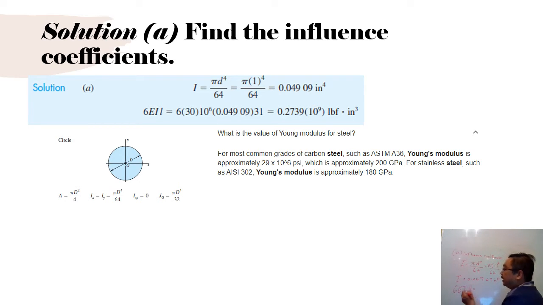E is the Young's modulus of steel, which is 30 times 10 to the power of 6 PSI. You can get around 29 to 30 from the textbook. Also from Google you can get the Young's modulus of stainless steel. You put in the values and you get 0.02739 pound inch cubed.